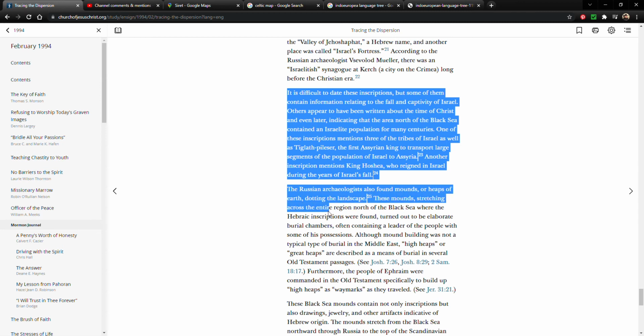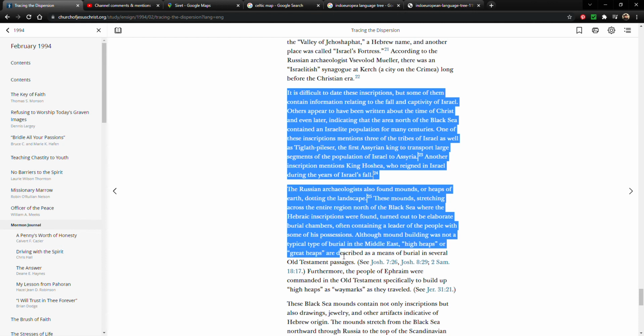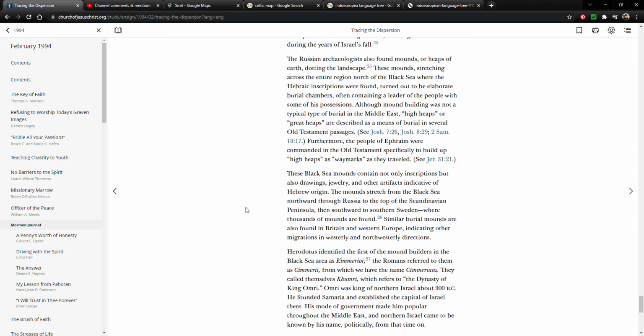These mounds stretched across the entire region of the Black Sea, where the Hebraic inscriptions were found. They turned out to be elaborate burial chambers, often containing a leader of the people with some of his possessions. Although mound building was not a typical type of burial in the Middle East, high heaps or great heaps are described as a means of burial in several Old Testament passages.